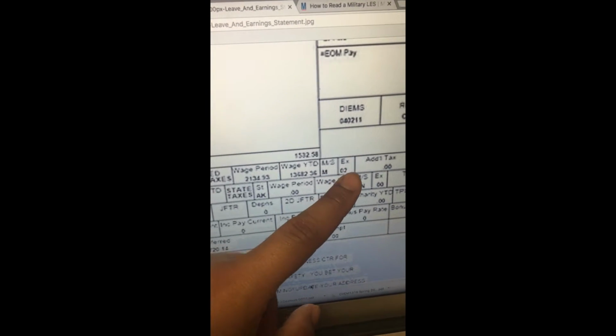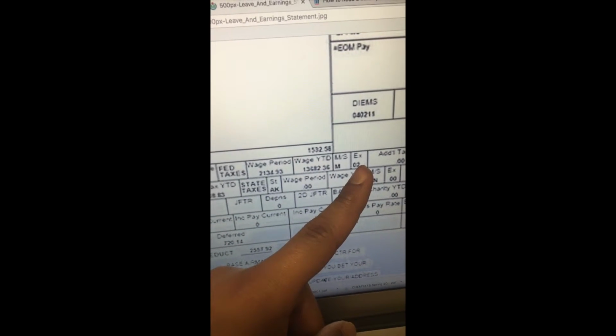Next, we have the federal taxes section, and to start off, we have the wage period, which is the amount of money earned in the LES that is going to go to federal tax. And then you have the running total of the amount that has gone to the federal taxes in the year. This is your marital status. This is the number of exemptions you have from federal taxes.